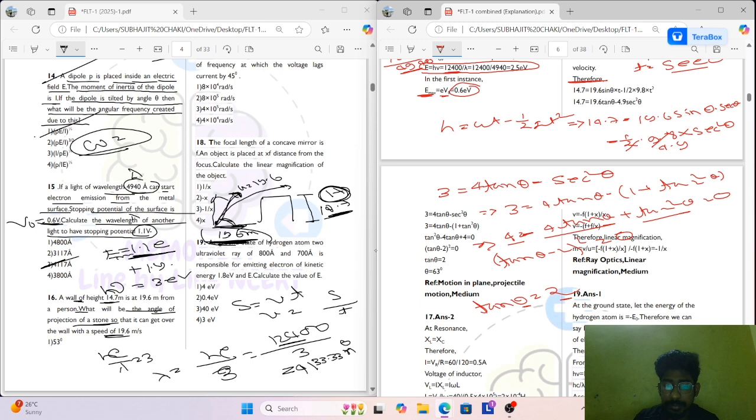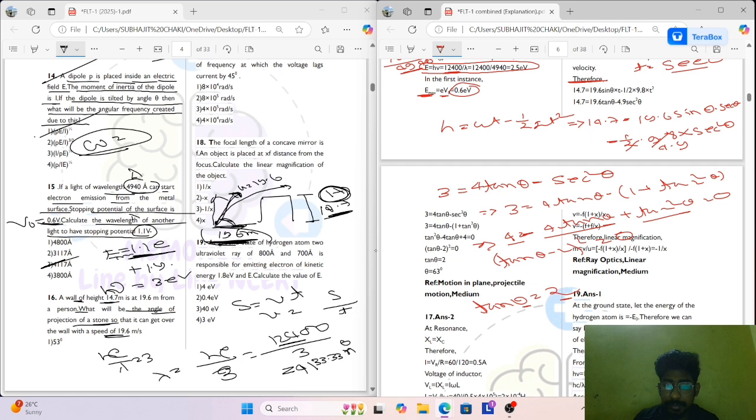Now take a look at the options that are given. 53 is given, then 63 is given. So therefore you can say our answer will be around 63, not less than 60. It will be around 63 because in the tan curve, as the angle increases, the value of tan theta increases, right?